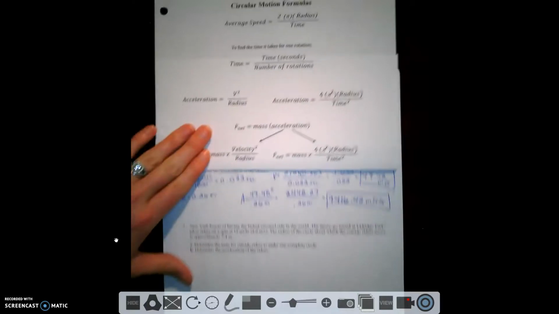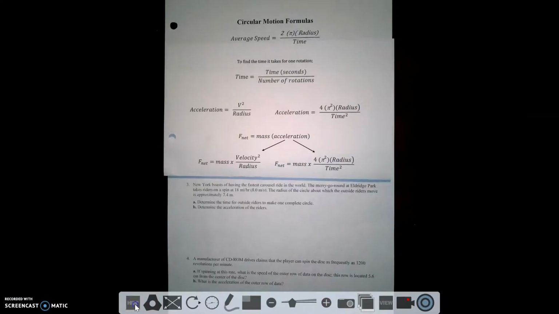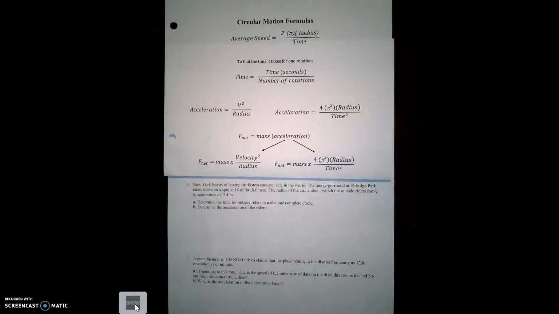Let's move to number 3. Alright, so looking at number 3, we have New York boasting that they're having the fastest carousel in the world. We have the riders that spin 8 meters per second, and the radius will be 7.4 meters. And we want to determine the time, and then we want to determine the acceleration of the riders.